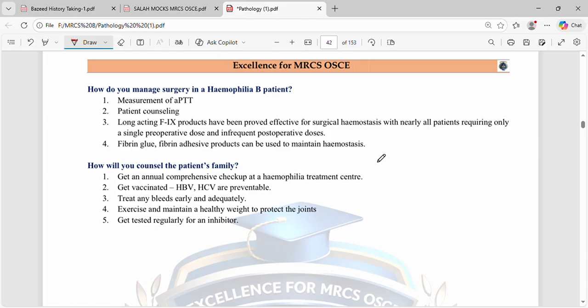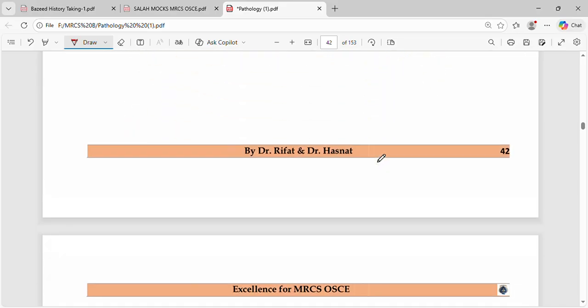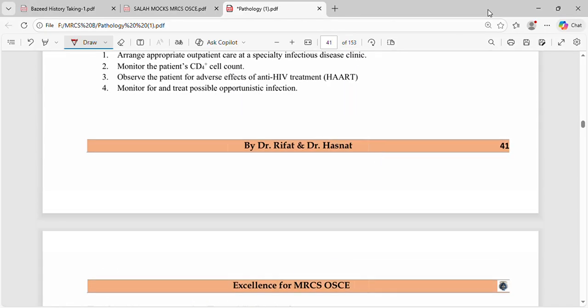So what will you tell the patient's family in counseling? That you should all have a comprehensive annual hemophilia treatment center checkup, get vaccinated, treat any bleed early as soon as possible, and exercise to have a proper weight to protect the joints, because there will be hemarthrosis. Get tested regularly for inhibitors. So this is all about a hemophilia station.